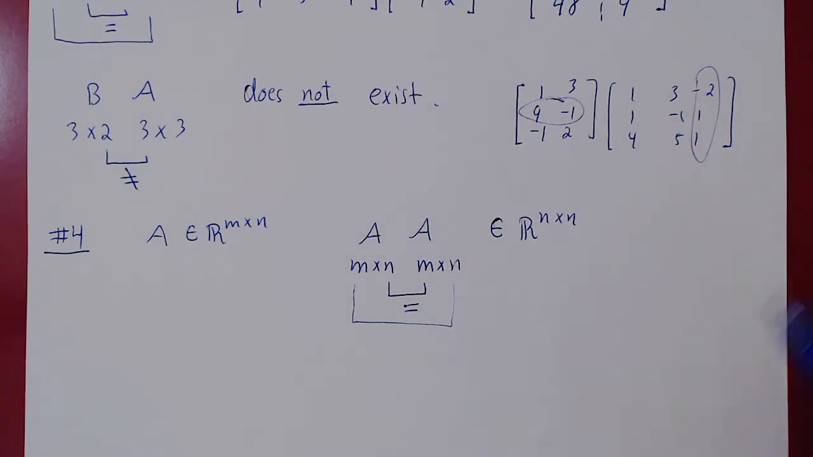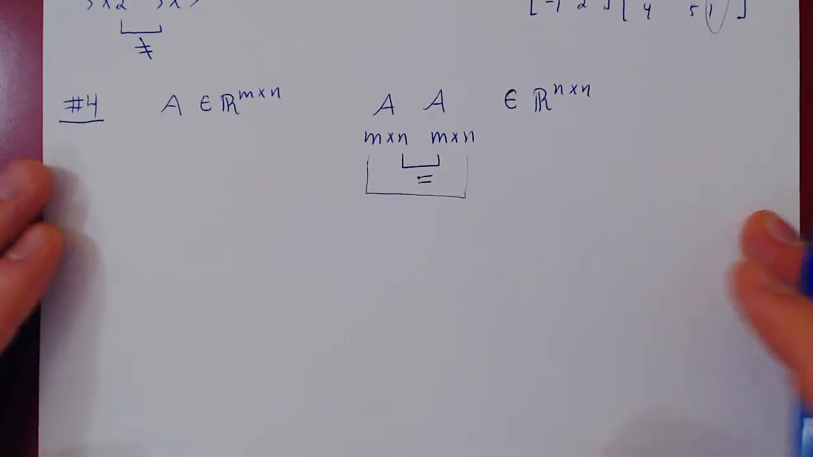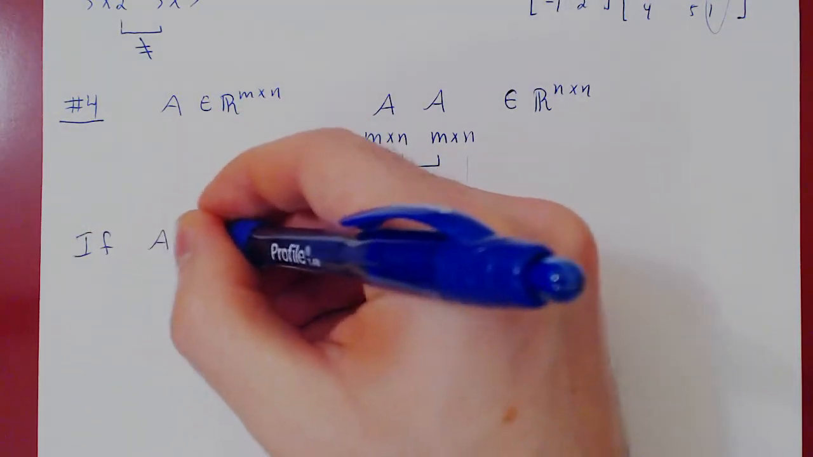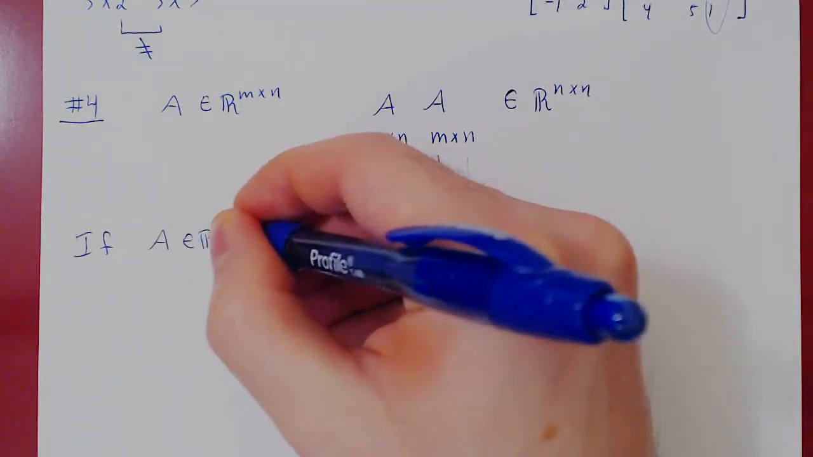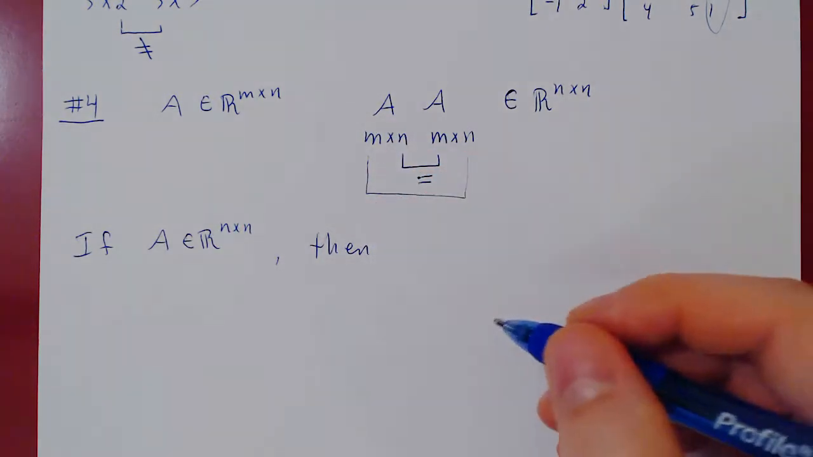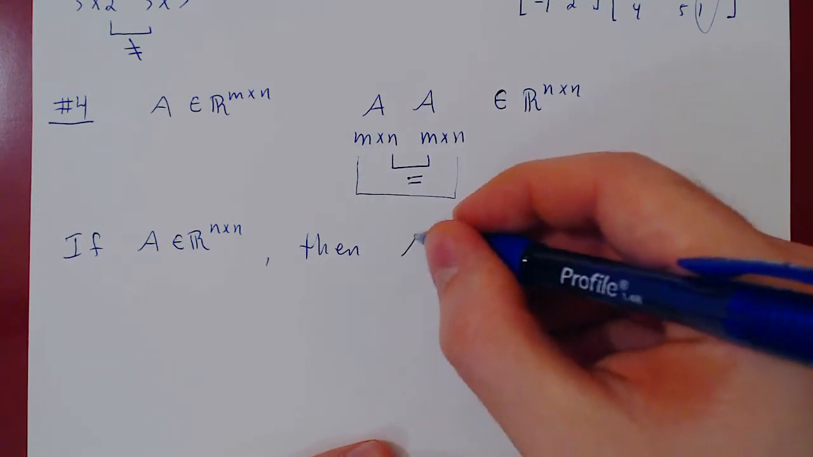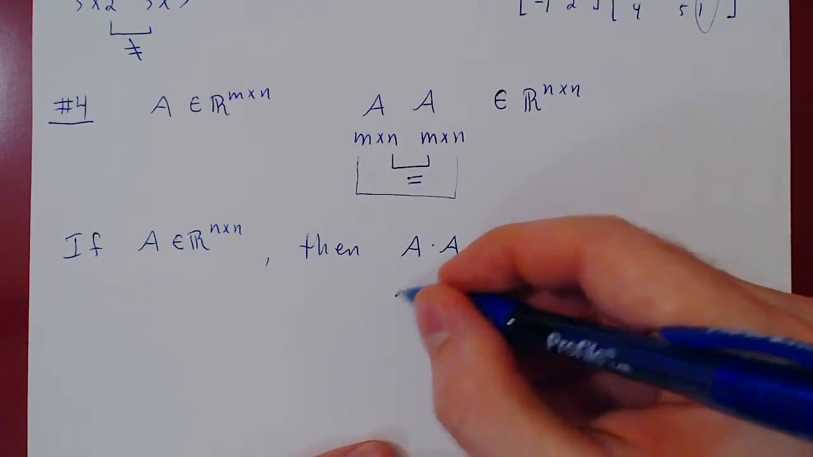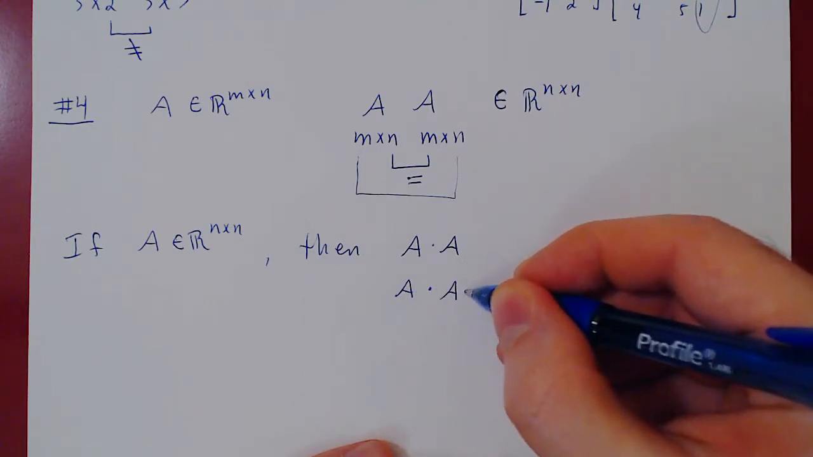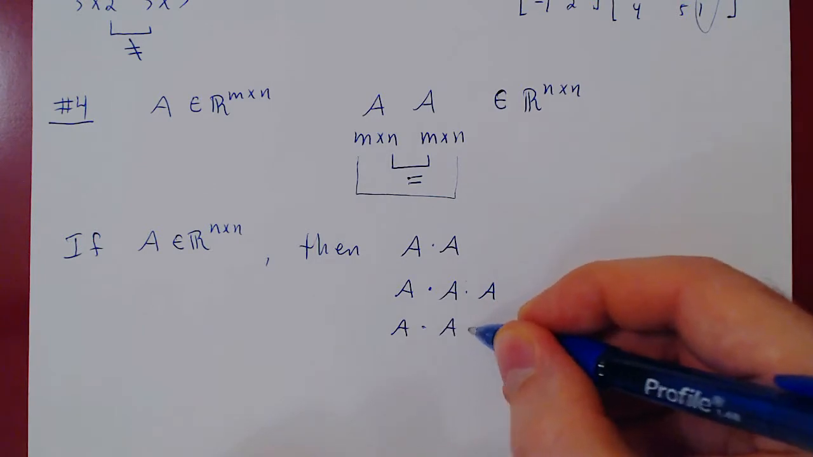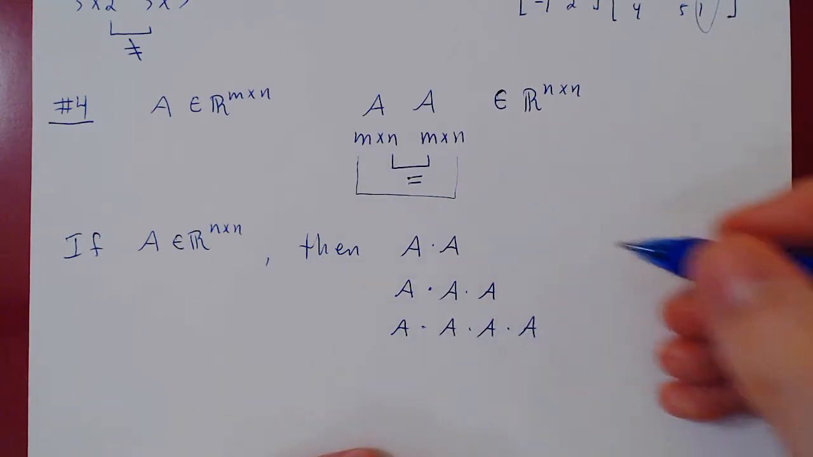So we can only multiply a matrix with itself if the matrix is a square matrix. And of course, if you have a square matrix, then how can we write this concisely? Well, I can do A times A. I could also do A times A times A. I could also do A times A times A times A and so forth.